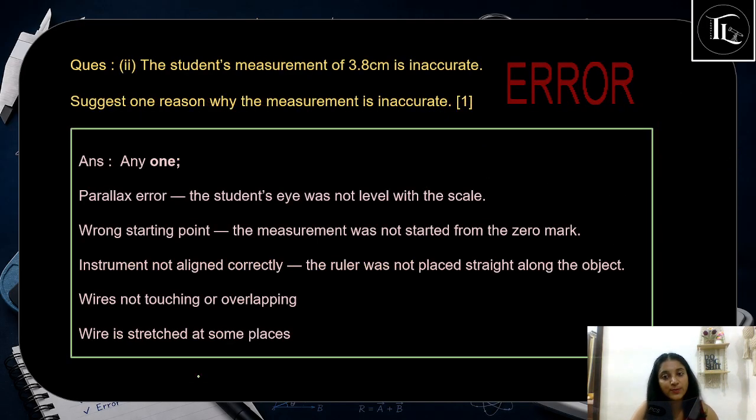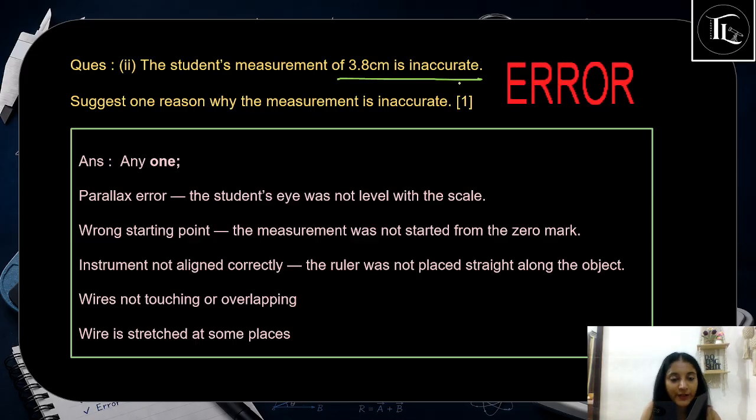Moving to the next part, it says the student's measurement 3.8 centimeter is inaccurate, and explain or suggest the reason why. It's a 1 mark question. So just write any one of these answers. Any one you can pick. First is parallax error. That means when you're taking the reading, your eye level is just not correct. If you have to take the reading, it has to be here, not here, or anywhere else.